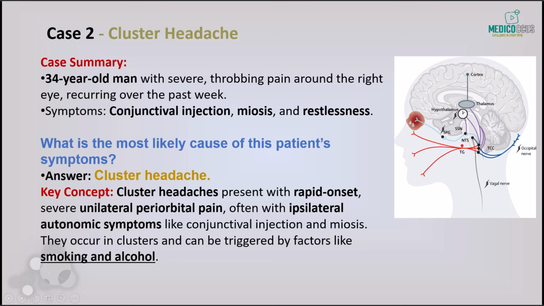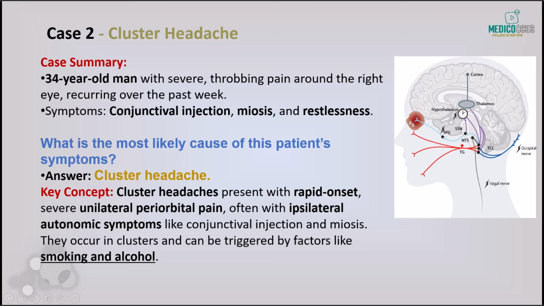He's also experiencing conjunctival injection, which is redness of the eye, and miosis, pupil constriction, on the right side. During the physical exam, you notice that the patient seems extremely restless, even pacing, which gives you an idea of just how intense his pain is. This presentation is textbook for cluster headaches. As we mentioned earlier, these are much more common in males, and they present with excruciating unilateral pain, typically focused in the periorbital or around the eye region. A key feature is how these headaches occur in clusters, often at the same time each day, or even waking the person from sleep, as we see in this case.